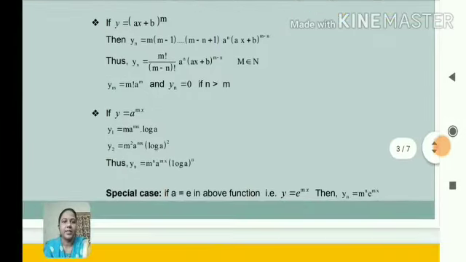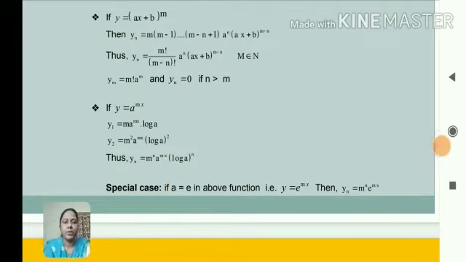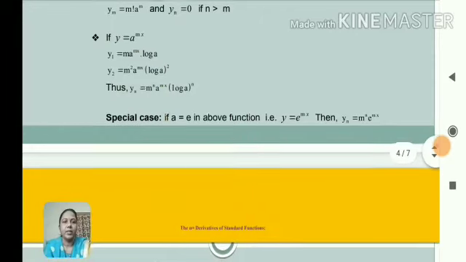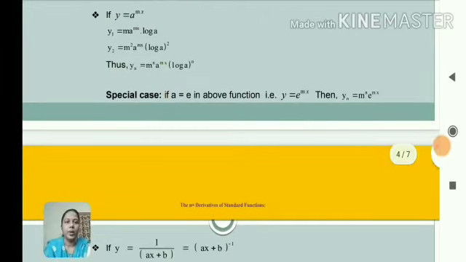Next is, if y is equal to ax plus b raised to m, then yn is m into m minus 1 up to m minus n plus 1 into a raised to n into ax plus b raised to m minus n. Thus, yn is equal to m factorial upon m minus n factorial, a raised to n into ax plus b raised to m minus n, for small m belongs to capital N. Thus yn we can write as m factorial into a raised to m, and yn is 0 if n is strictly greater than m.